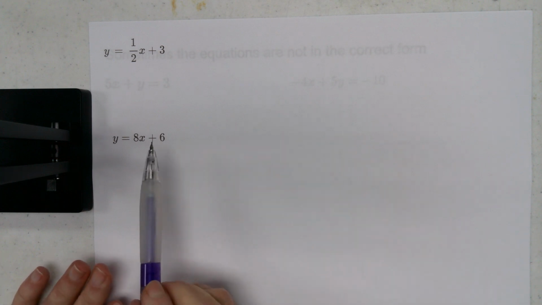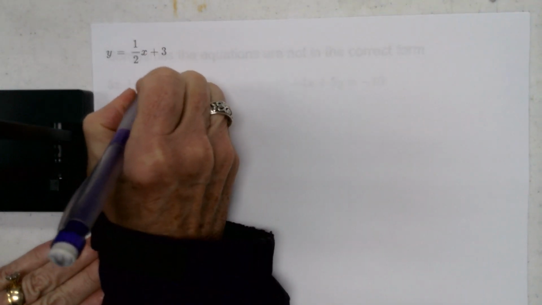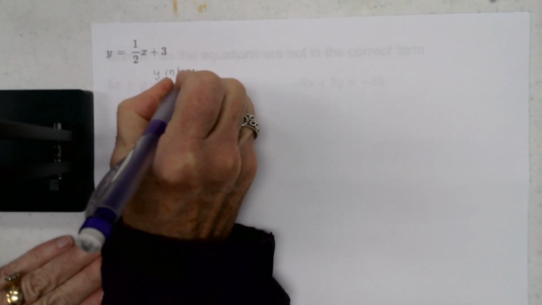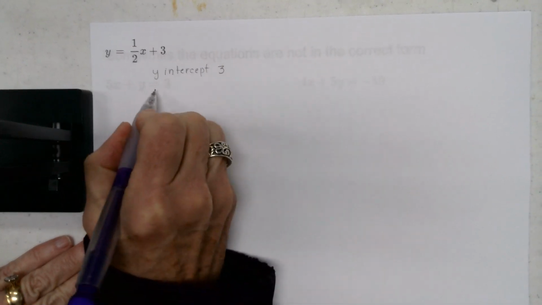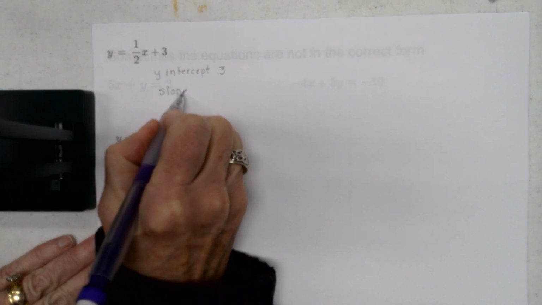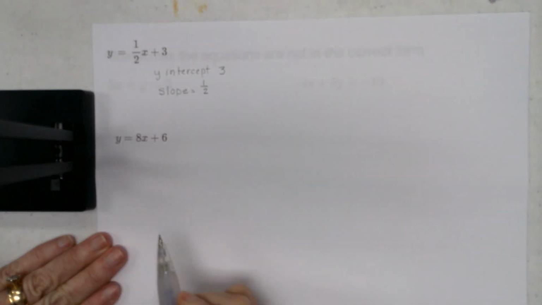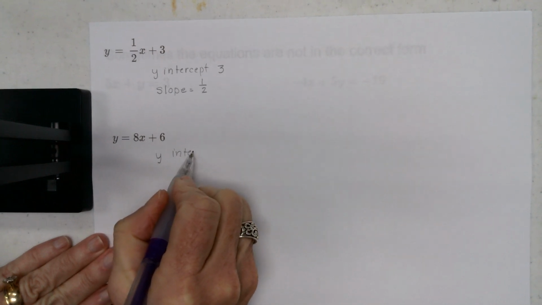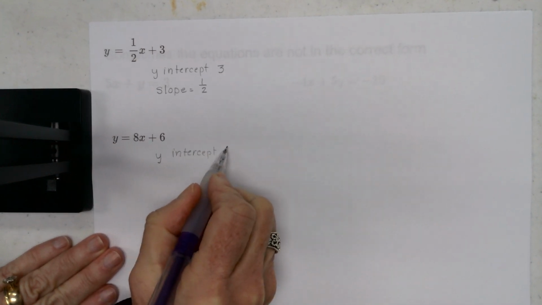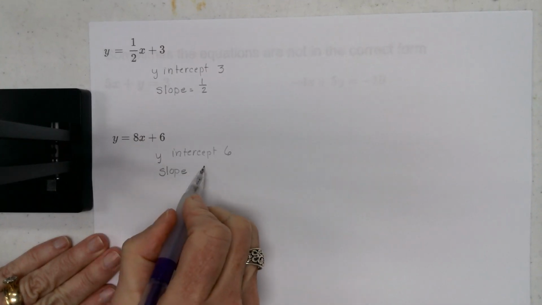So let's practice this, okay? This equation is in y equals mx plus b form. So your y-intercept on this equation would be 3, and your slope would be 1/2, the number that's in front of your x. On this one, your y-intercept would be 6, and your slope would be 8.